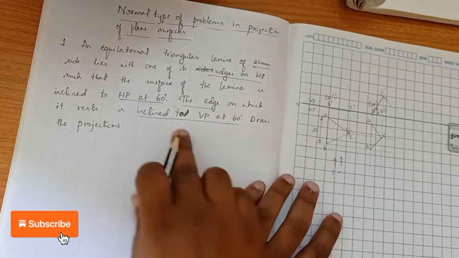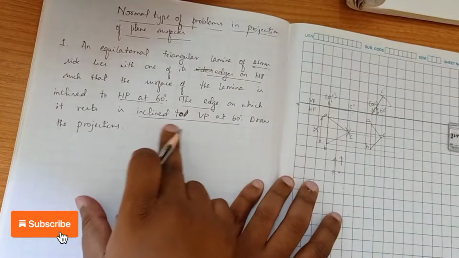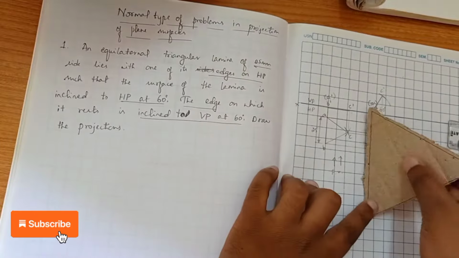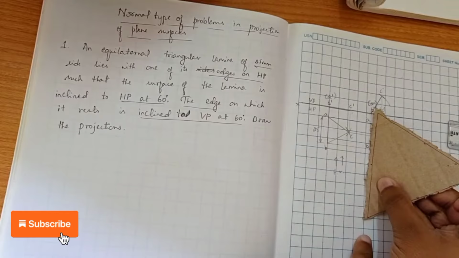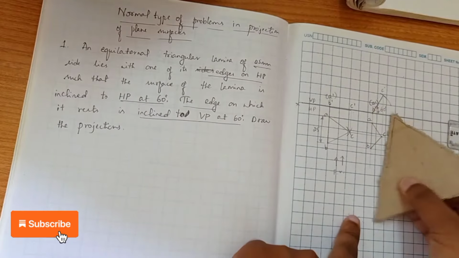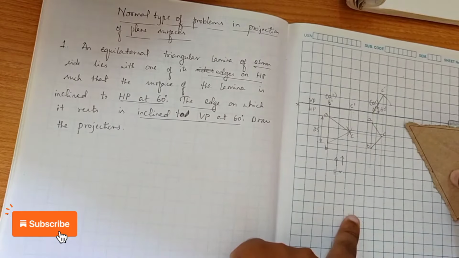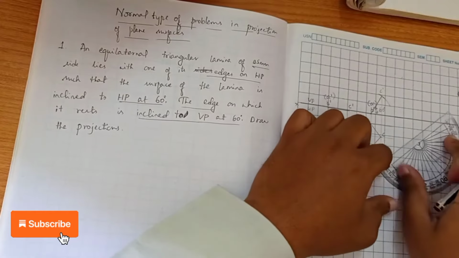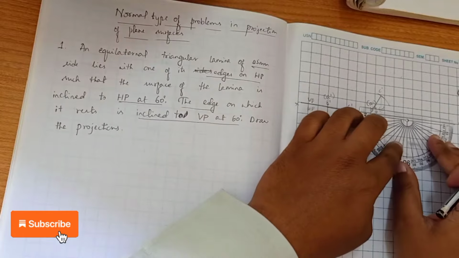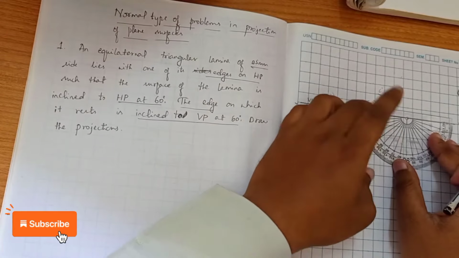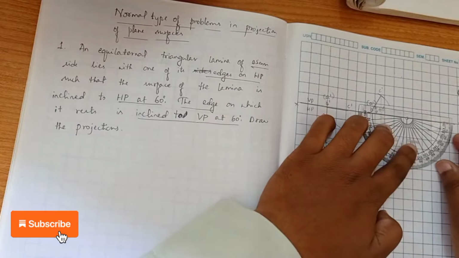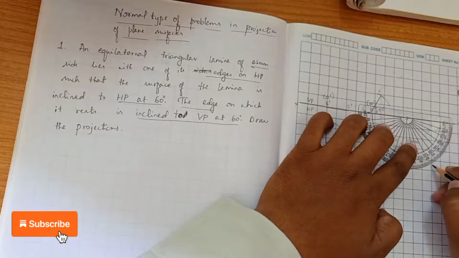Now we see the question: the edge on which it rests is inclined to VP at 60 degree. We know that it is like this, it is inclined. Now we have to incline the same edge. What do we do? We are going to incline with respect to VP like this. For inclining that, first initially we are going to draw an angle line here. For how much? It is 60 degree. So we are drawing an angle line of 60 degree.